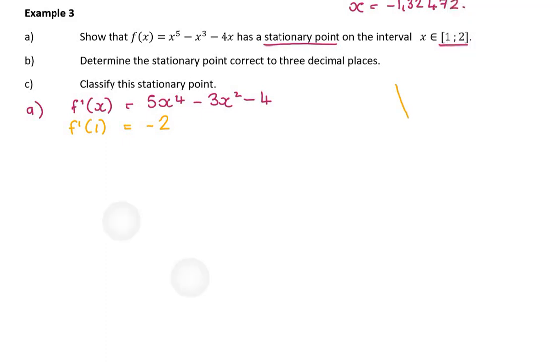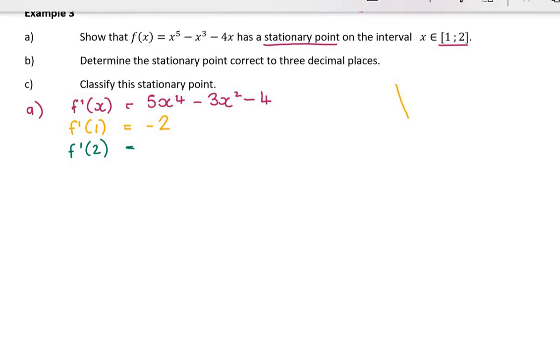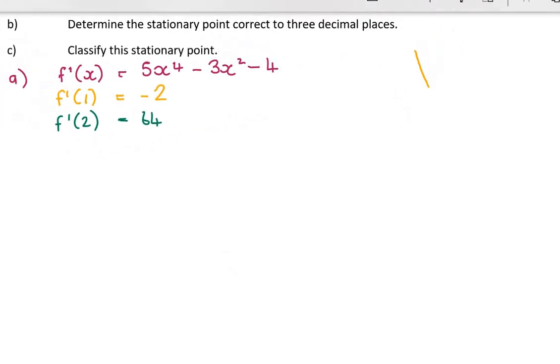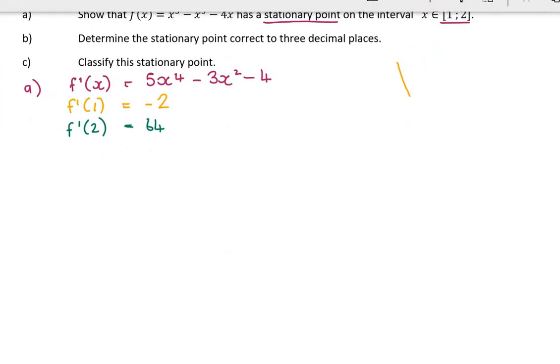Now, what's the gradient at 2? So what's f dashed of 2? Again, please don't worry about showing any working. You literally can just write down the answer. And if I work this out correctly, which I hope I did, I get 64, which means this graph is going up now. I shouldn't draw it like that, it looks terrible, but basically it's going up.